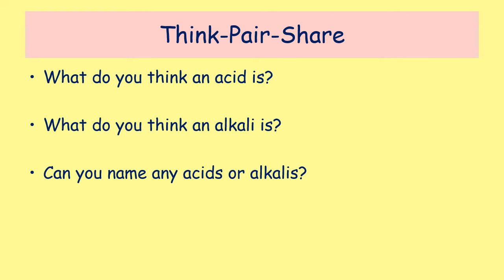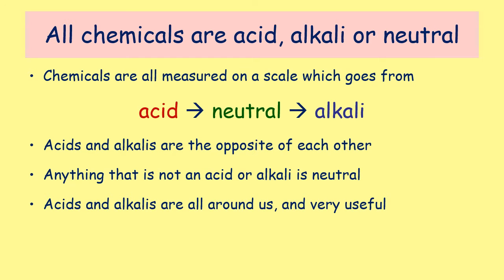Okay, so hopefully you've taken the time to answer those questions. What we're going to introduce you to is the fact that chemicals can be described as being three different things on a scale. So chemicals can be acidic, acids, they can be neutral, or they can be alkaline, which would make them an alkali or a base. Acids and alkalis are sort of the opposite of one another, and anything that's not an acid or an alkali would be described as neutral.